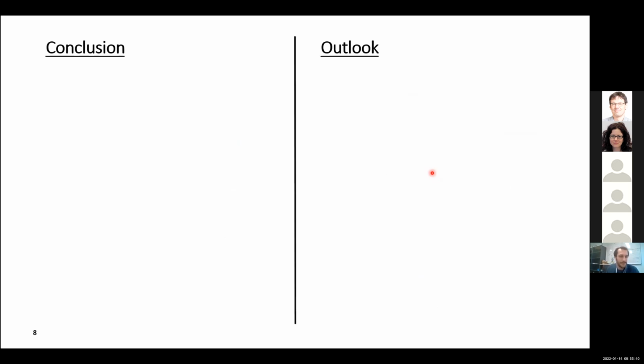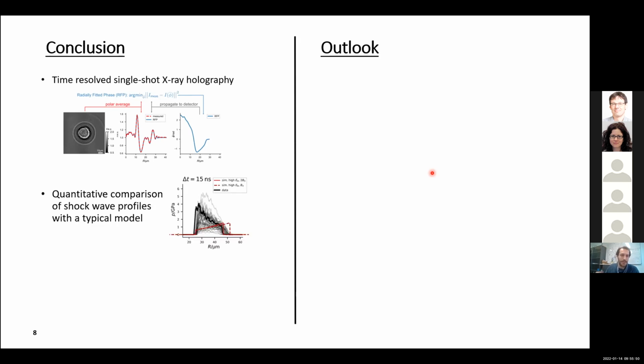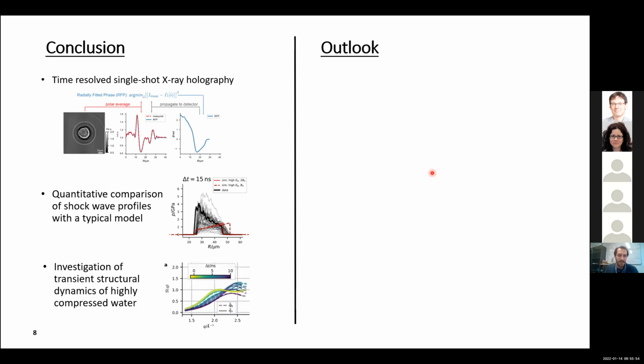Yes, so basically that also already brings me to my conclusion. I showed you a time-resolved single-shot X-ray holography experiment with a reconstruction scheme in radial coordinates. We compared our results to hydrodynamic simulations and also investigated the time-resolved structure of water during this process.